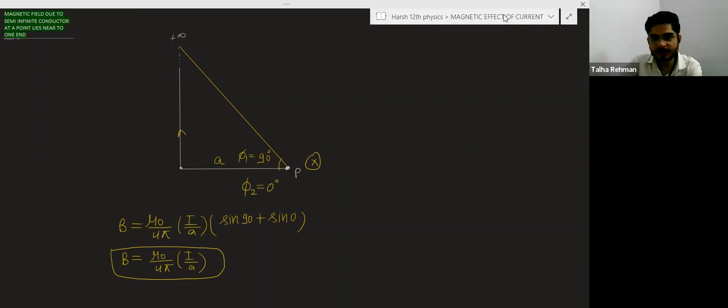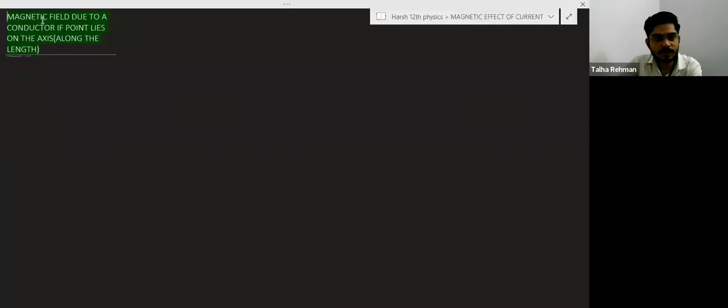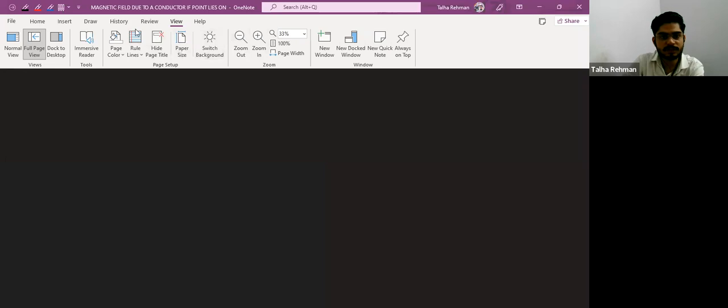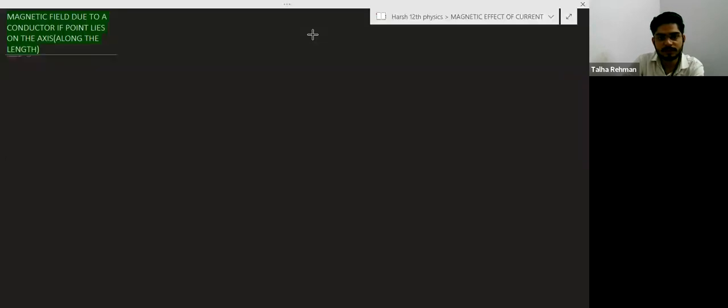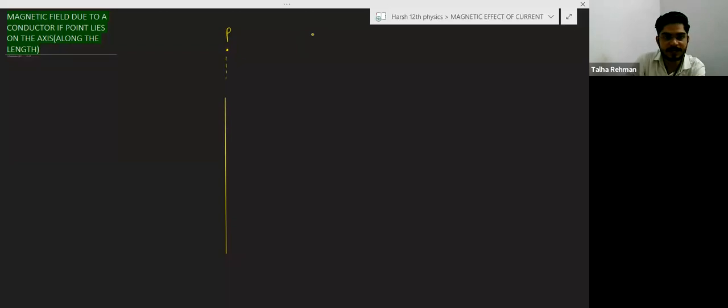So this is the second case, and now I am taking a case: magnetic field due to a conductor if the point lies on the axis of the wire or along the length. Again we have this wire, and suppose we want to calculate the magnetic field at this point P, which lies on the axis of the wire.